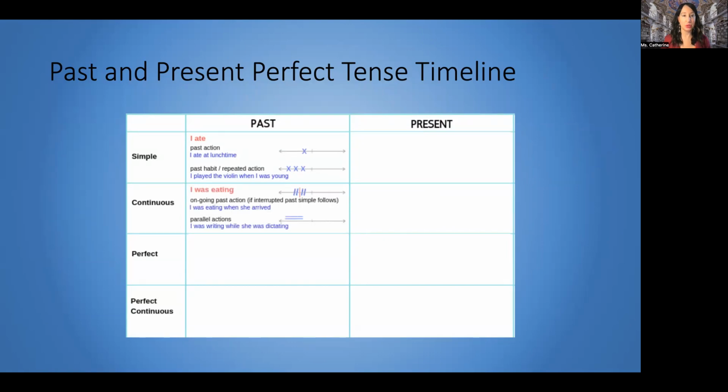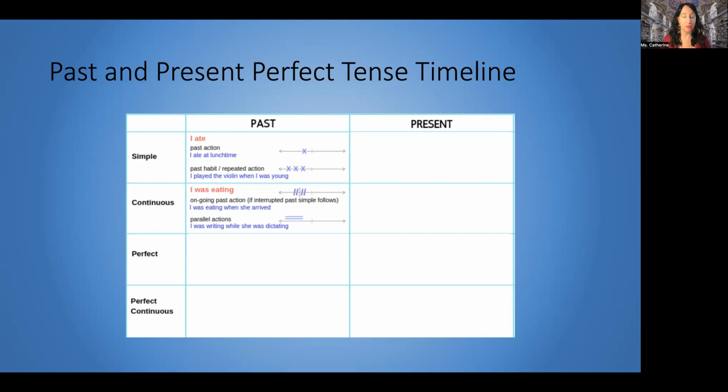The past continuous, an example would be I was eating. Notice the ing on eating. This is an ongoing past action. If interrupted, the past simple follows. For example, I was eating when she arrived. So she arrived would be the past simple that follows because it was interrupted. You see the clue word when.